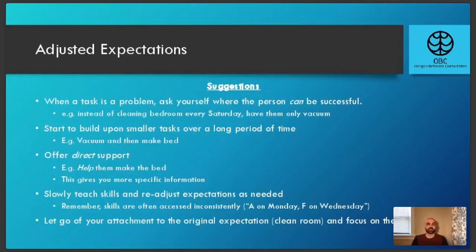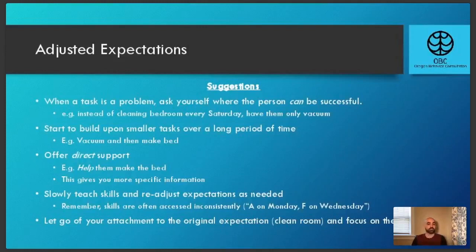That's why I say offer direct support, because as you're helping a kid do these tasks that maybe a part of you thinks they should just be doing themselves, you might get information as you observe. Oh, they struggle with this part of this task. If I just sat down and showed them how to do it, that might solve the problem, right? Or if we practiced it, that might solve the problem. So you're adjusting your expectations so you can slowly teach skills.